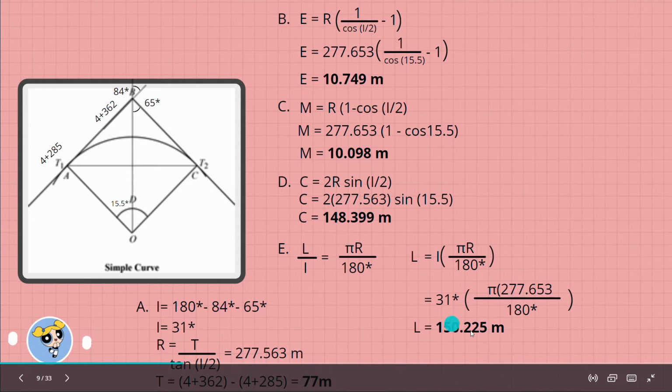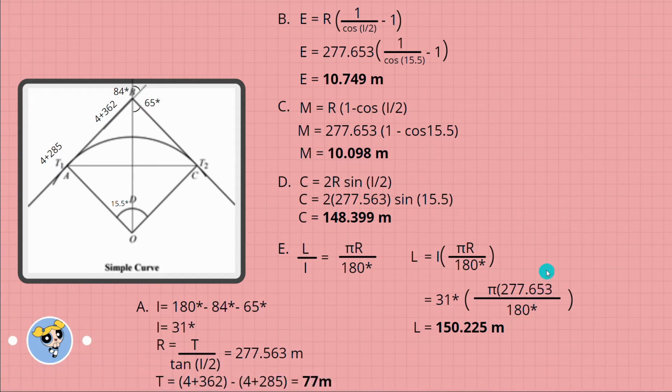So that's it for our simple curve. Let's proceed to another type of horizontal curve, which is the compound curve.